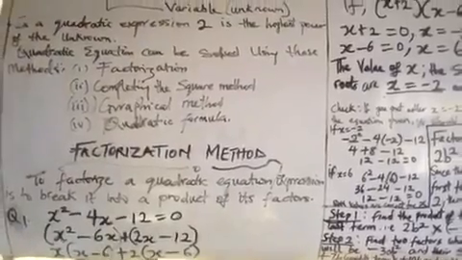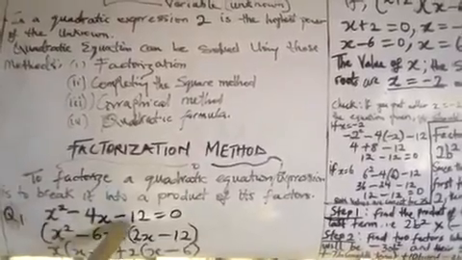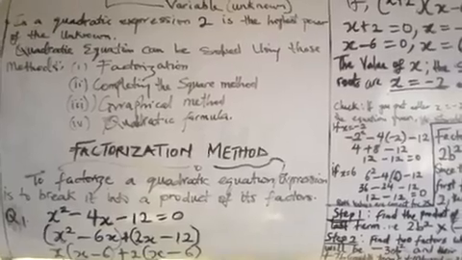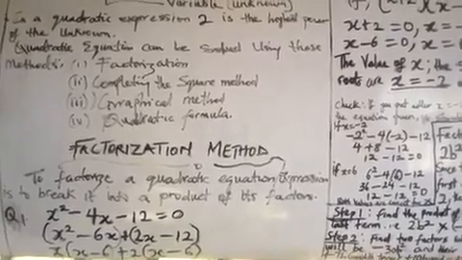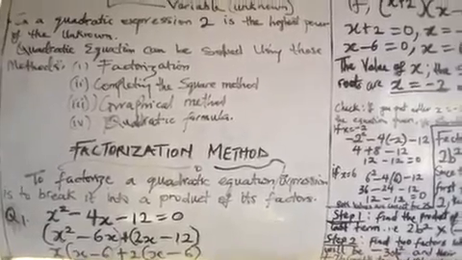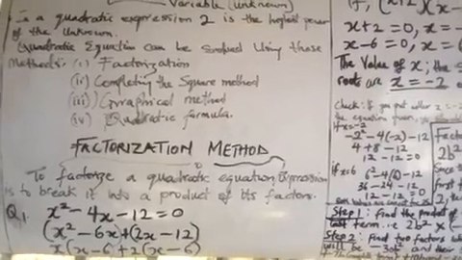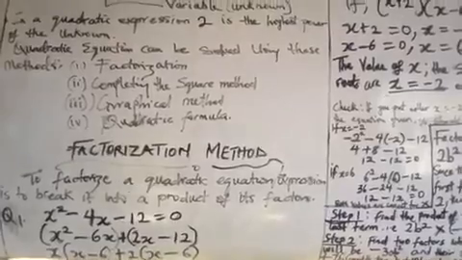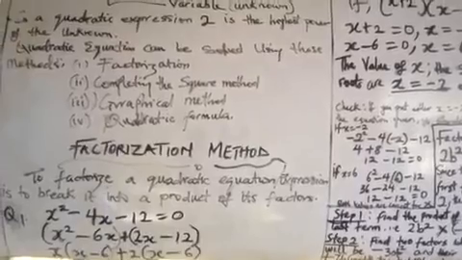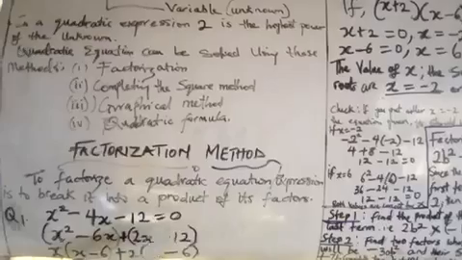So for example, question 1: x squared minus 4x minus 12 is equal to 0. That's the bigger quadratic equation. Don't forget, a quadratic equation will have the highest power of 2, then it will have the variable, and it also will have a constant. So let's break this down.